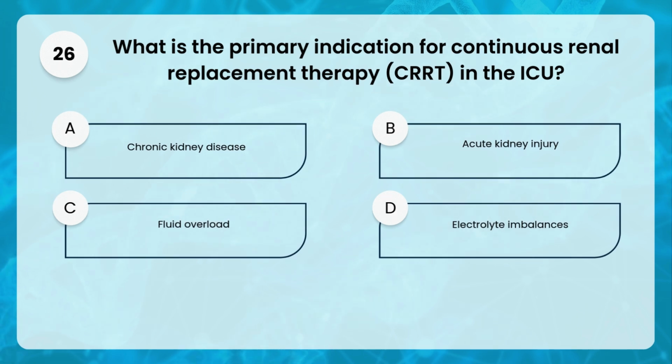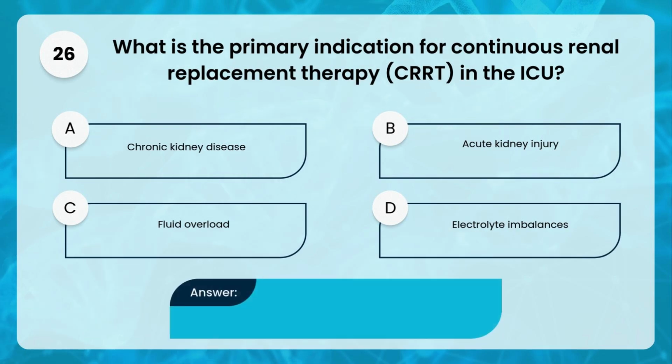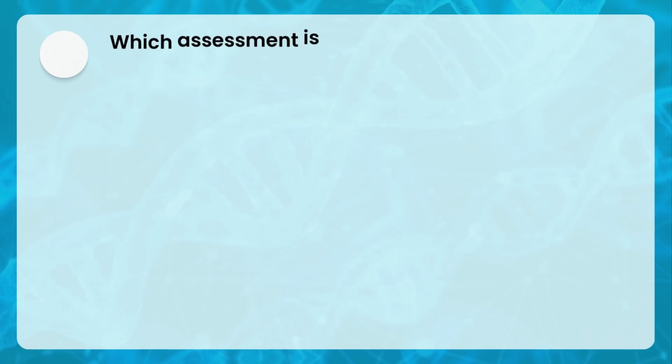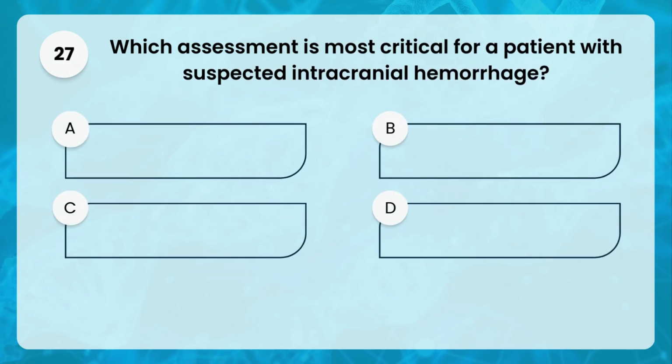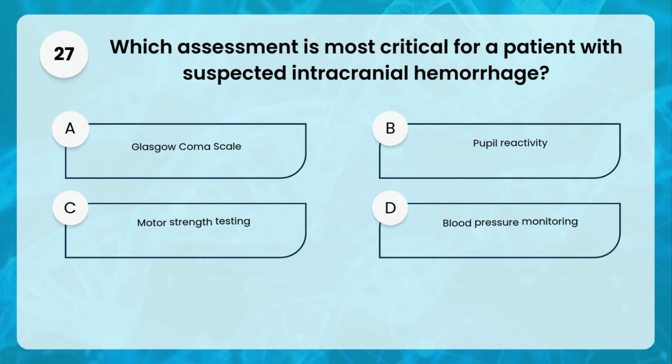26. What is the primary indication for continuous renal replacement therapy, CRRT, in the ICU? A. Chronic kidney disease, B. Acute kidney injury, C. Fluid overload, D. Electrolyte imbalances. The answer is B. Acute kidney injury.